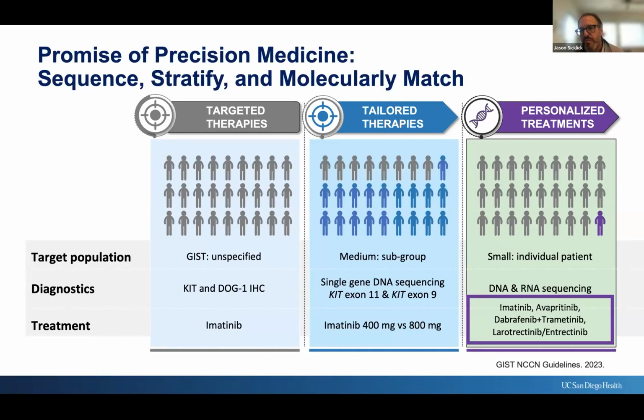So now we're moving towards more personalized approaches where individuals can be treated on a one-off N of 1 basis based upon the DNA and the RNA in their tumors, that then can predict whether they might receive imatinib versus avapritinib for the PDGF mutation versus dabrafenib and trametinib for a BRAF V600E versus one of the two NTRK inhibitors, larotrectinib or entrectinib, for an NTRK fusion.